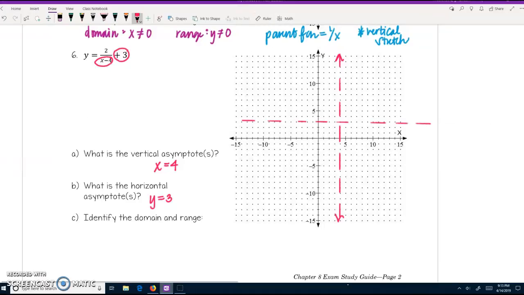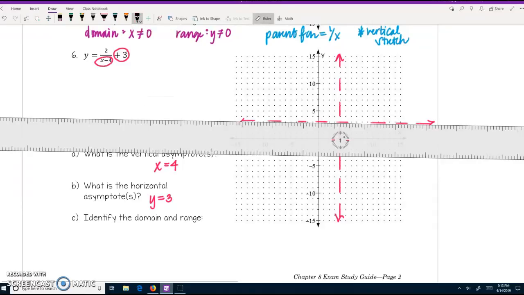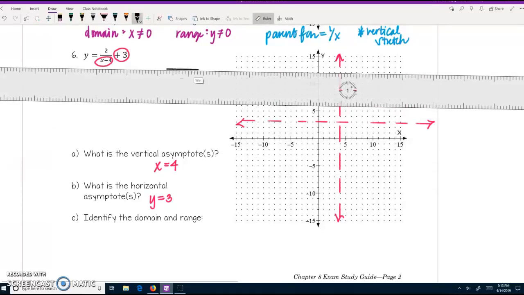So I can kind of see that my axis or my center has been shifted. So instead of being centered about the origin, the two branches that we graphed are going to be centered about 4, 3. So now I want to pick my points, and I want to pick some that are going to be smaller than my vertical asymptote, and I want to pick some that are going to be bigger.